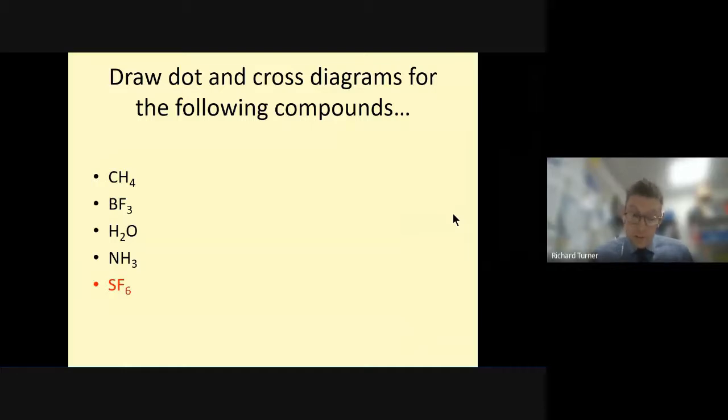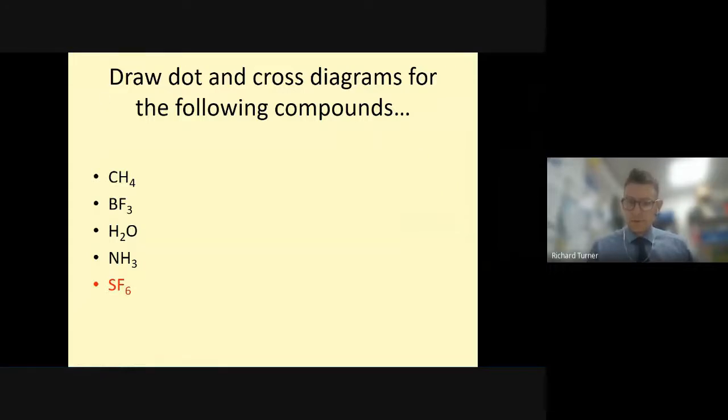Because this is a bridging exercise, I want you to recap what you've done at GCSE. I want you to pause this. I want you to spend 5 minutes having a go at drawing dot and cross diagrams, because they are a fantastic tool to help you think about and visualize the shapes of the molecule. Okay, notice at the end there, I've put one in red. That is a challenge one, and you will see why in a minute. So pause me, only spend like 5 minutes on this. We're going to go through them.